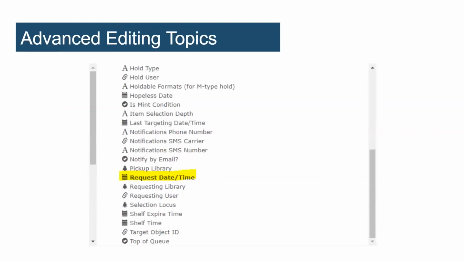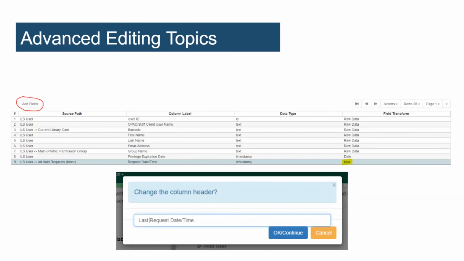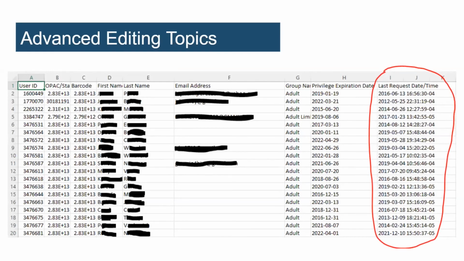From the center pane, locate the request date/time field. The transform that we want to use is called max. This is an aggregator transform that will select the largest value from a set of data. In this case, the date farthest in the future will be the maximum date. Let's add the field and ensure that it has the right transform. Make sure to rename the column label so that it's legible to future users. In our output, we can see that the maximum, aka latest date, appears in our last request date time.